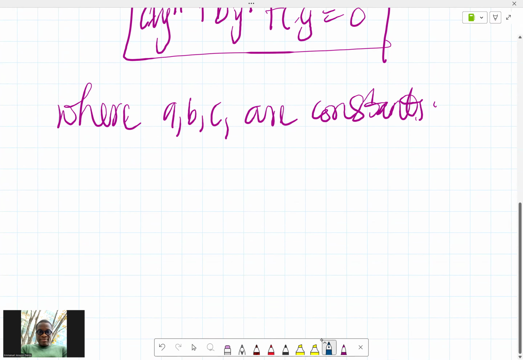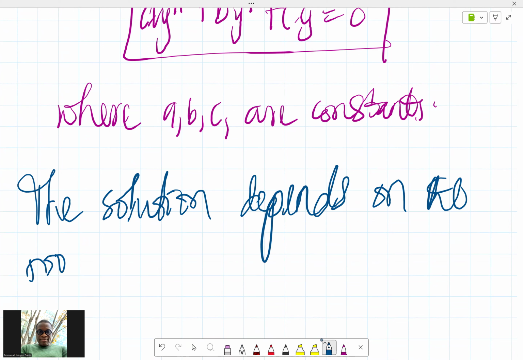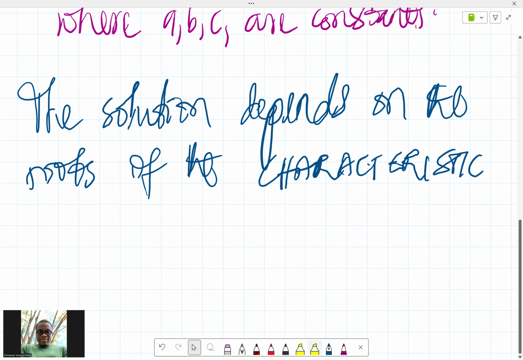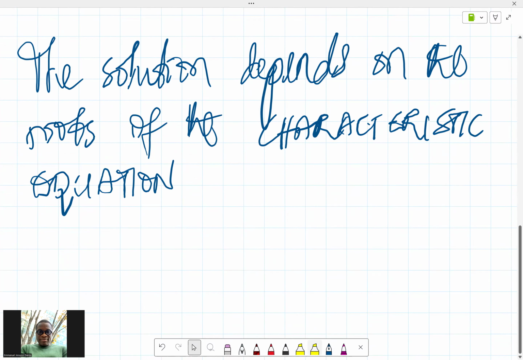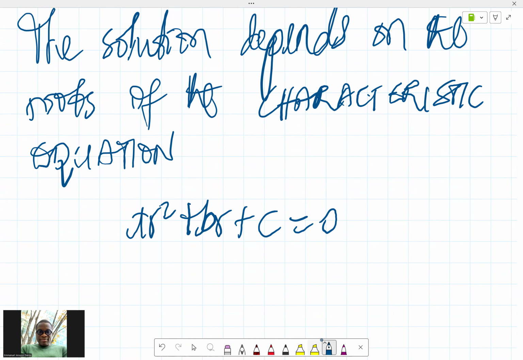The solution depends on the roots of the characteristic equation. That is where the characteristic equation comes from. The characteristic equation is based on that expression, and it is ar squared plus br plus c equals 0.